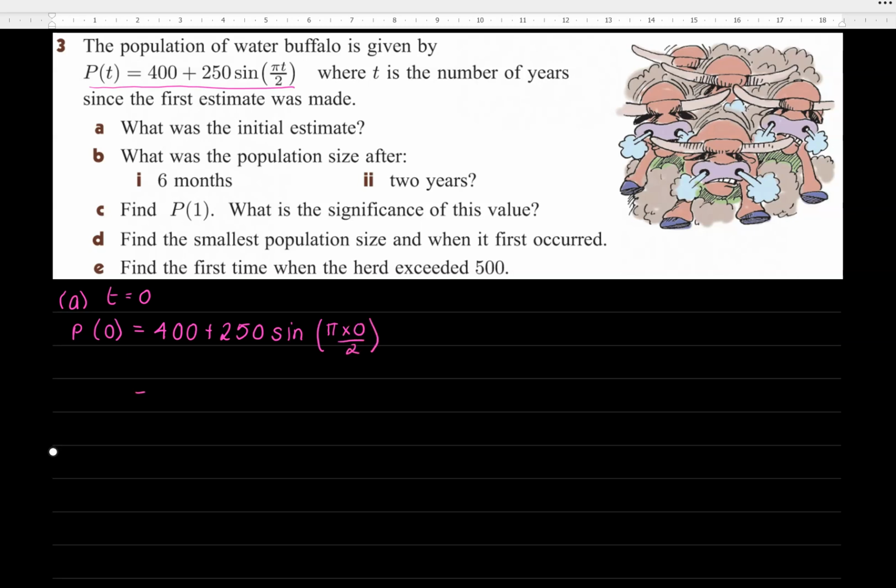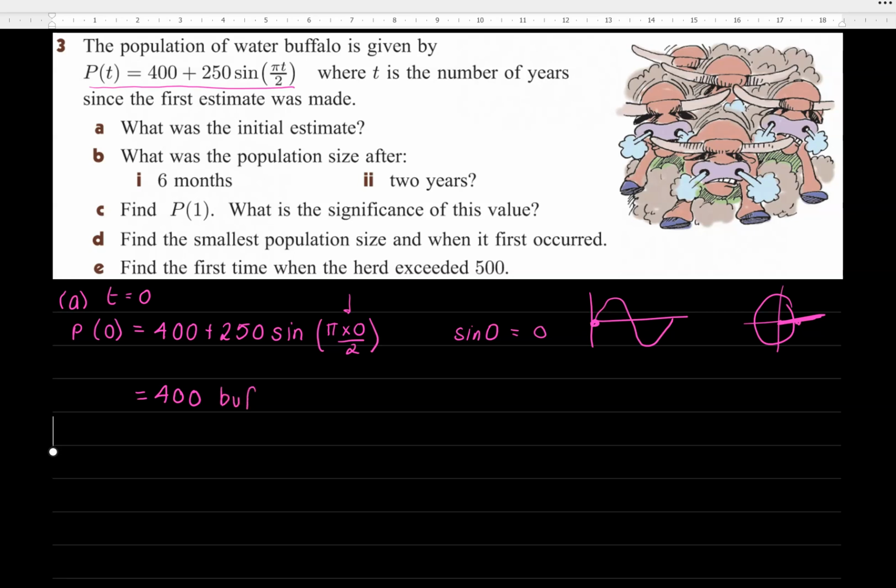Again, do we need to go to our calculator here? Because we know 0 times anything will be 0. And what is sine of 0? That's 0. Again, how do we know that? It's because we know our sine function, it's starting at 0 there, or we know our unit circle. And at 0, what's the height? So there's our 0 here. What's the height? It's 0. And then 250 times 0 is 0, so we're just left with 400.